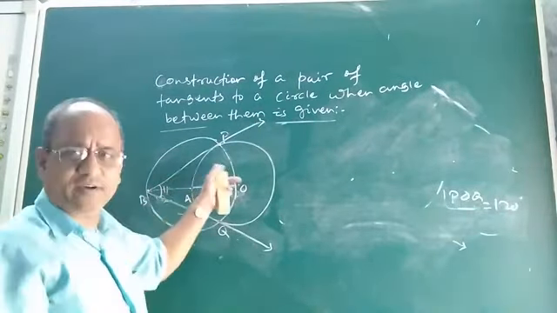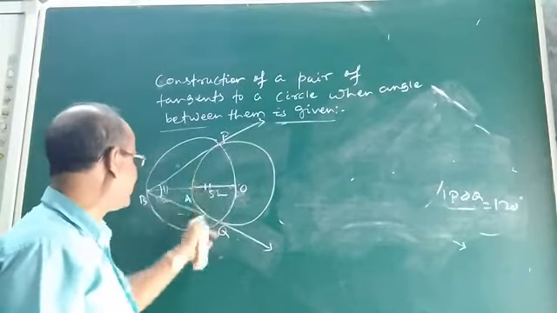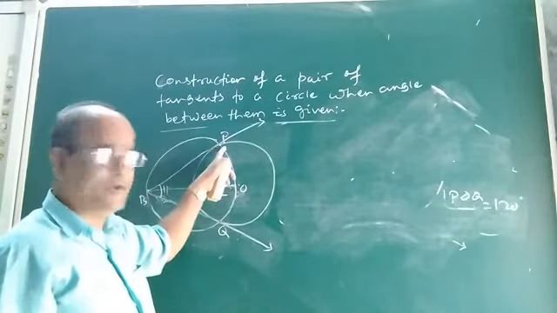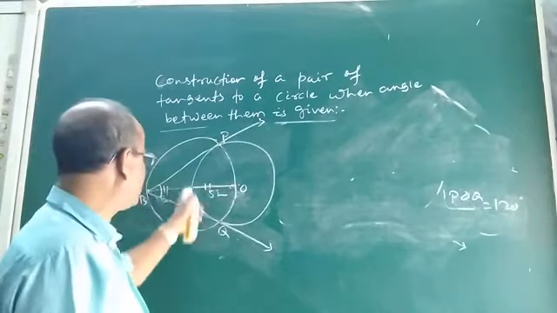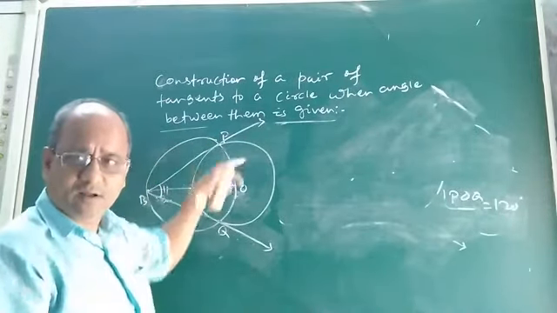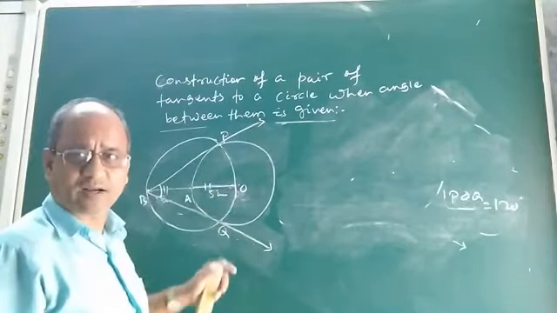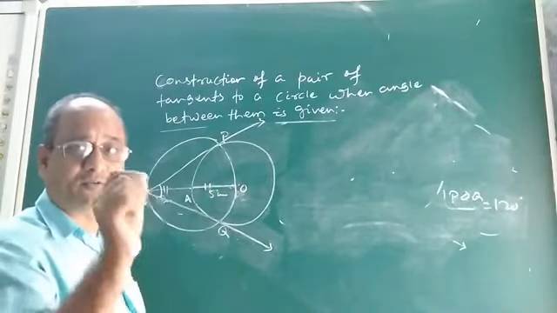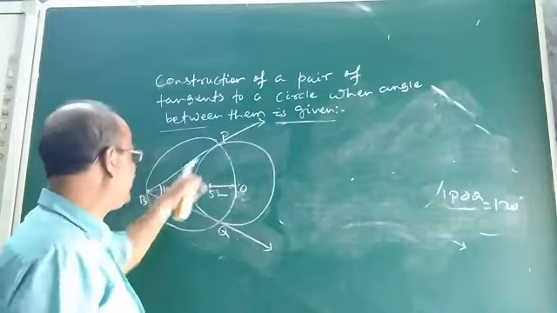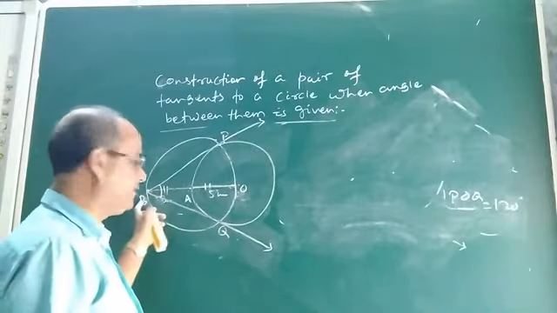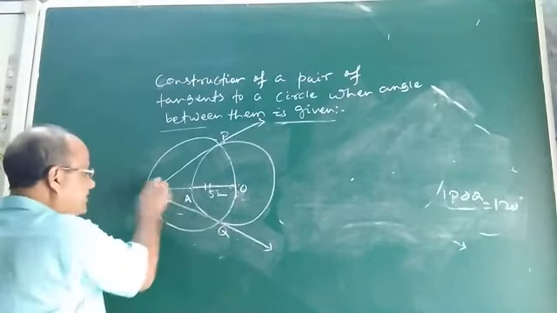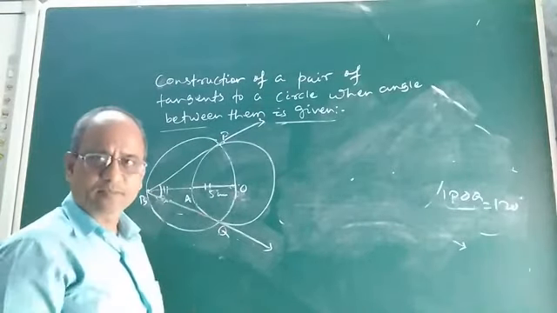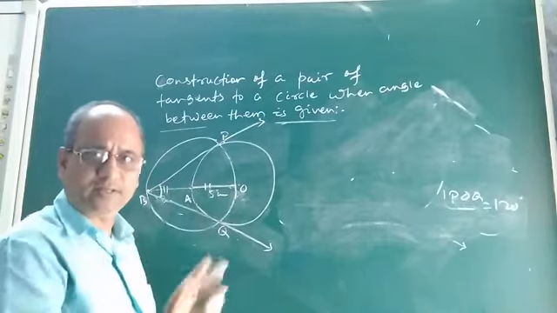It is clear, because BP touches this circle in exactly one point. Similarly, BQ touches the given circle in exactly one point. So no doubt BP and BQ are a pair of tangents drawn to the circle of radius 5 cm. But now you have to justify that the angle between BP and BQ is 60 degrees. How to justify? Let us see. Only then will the construction be correct. Otherwise it will be wrong.